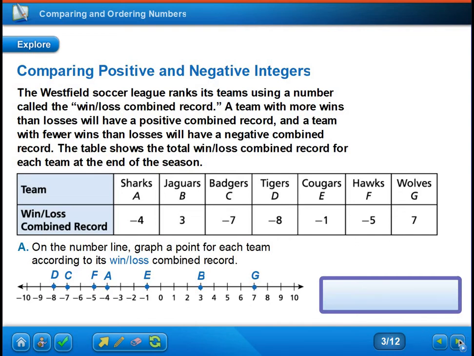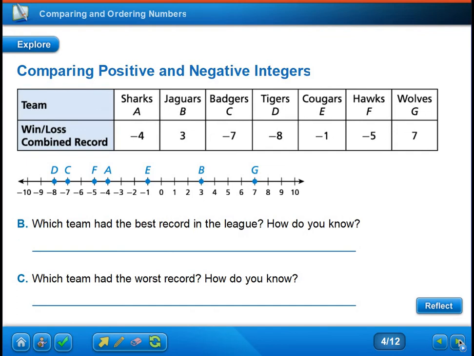So our next step is going to be to compare them. We're going to take a look at which team had the best record in the league, and how do we know. The best record in the league would mean they had more wins than losses. If they had more wins than losses, their number would be positive. So when you have a negative number, no matter what negative number it is, if there is a positive number, then the negative number is smaller.